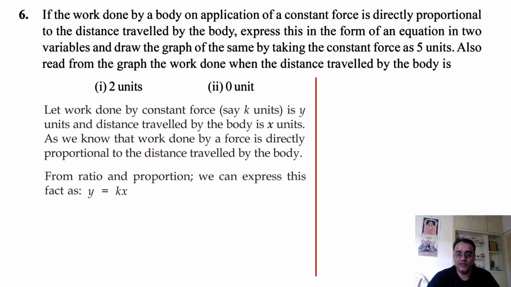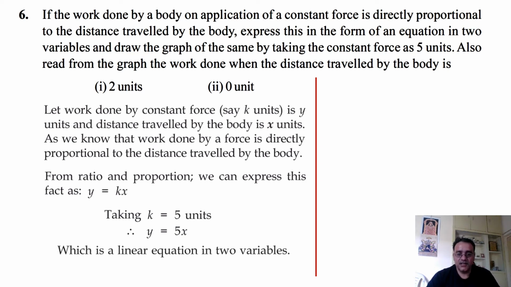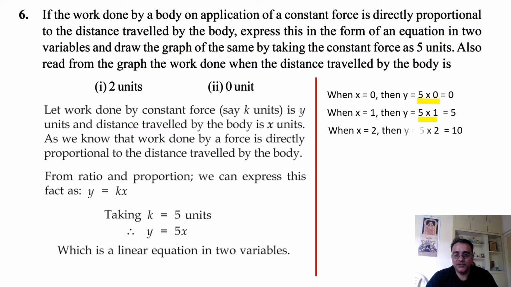Okay, now if you take k is equal to 5 units, then our equation will become y is equal to 5x. Okay, now this is the required linear equation. You can take it as 5x minus y is equal to 0 also in standard form, right? Now when x is equal to 0, 5 into 0 is equal to 0. When x is equal to 1, y is equal to 5 into 1, that is equal to 5. And when x is equal to 2, y is equal to 5 into 2, that is 10.